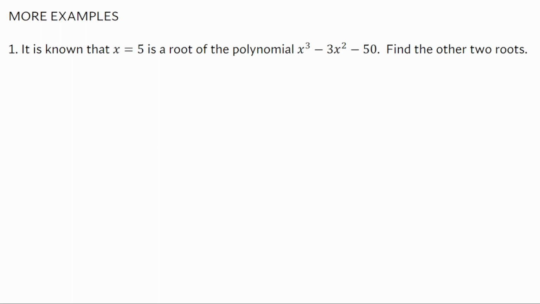All right, now I'm just going to work a few more examples for you and then set you off to practice on your own. So it's known that x equals 5 is a root of the polynomial x^3 minus 3x^2 minus 50. Find the other 2 roots. Oh yes, okay, this is a very common problem type.